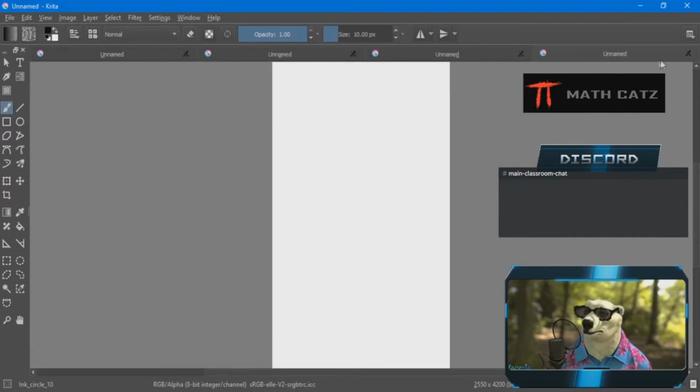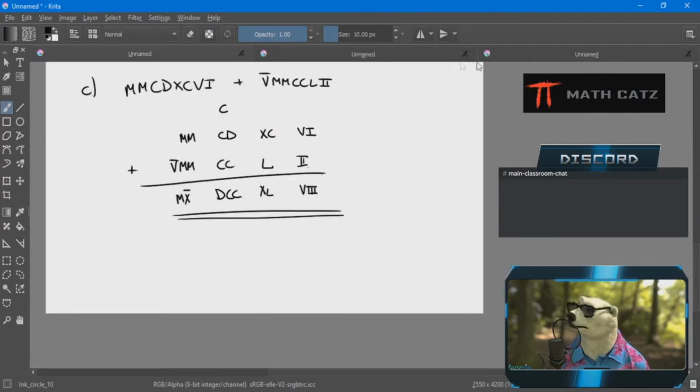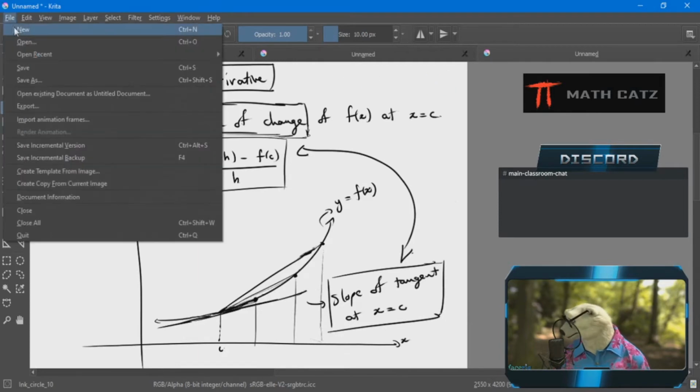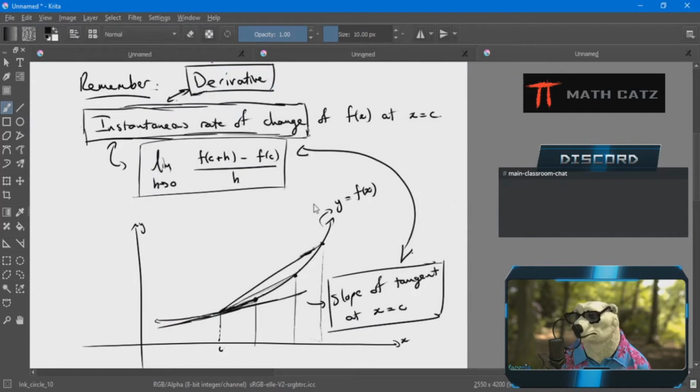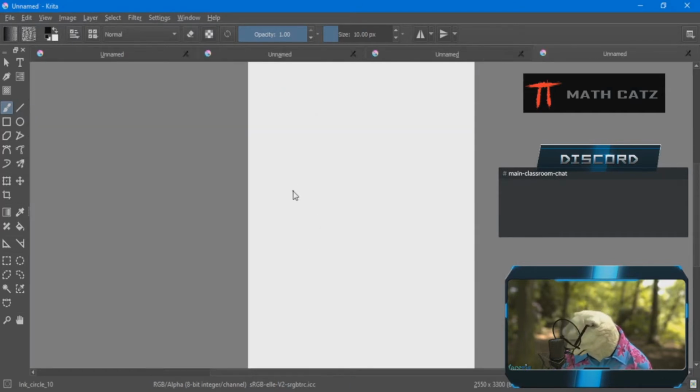Actually, I did not want to open that page. It's not the page I want. Could you stop jumping pages? I want to make a page that is this size, letter size. Okay.